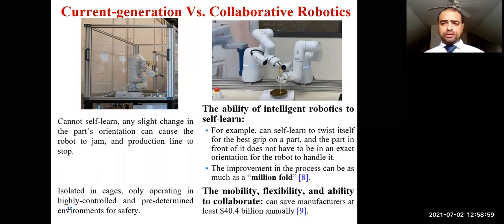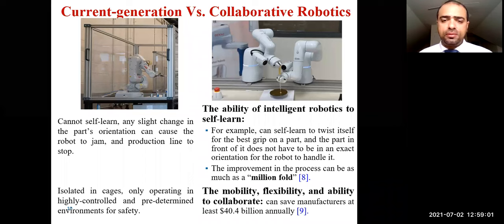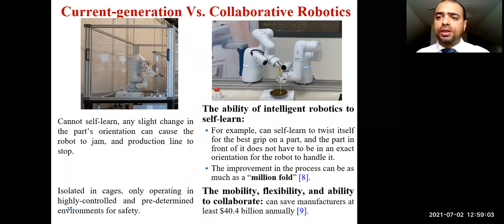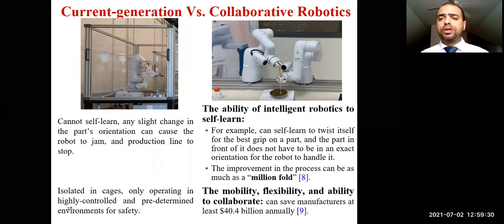If you look at them, the first difference between the two is that collaborative robots do not need to be caged, as is the case for the current generation robotics. Of course, the reason why is because they have advanced sensory and perception mechanisms that allow them to stop or slow down to avoid collision. Unlike these robots here, where there's no technology that allows them to avoid collision, and that's why they need to be caged.